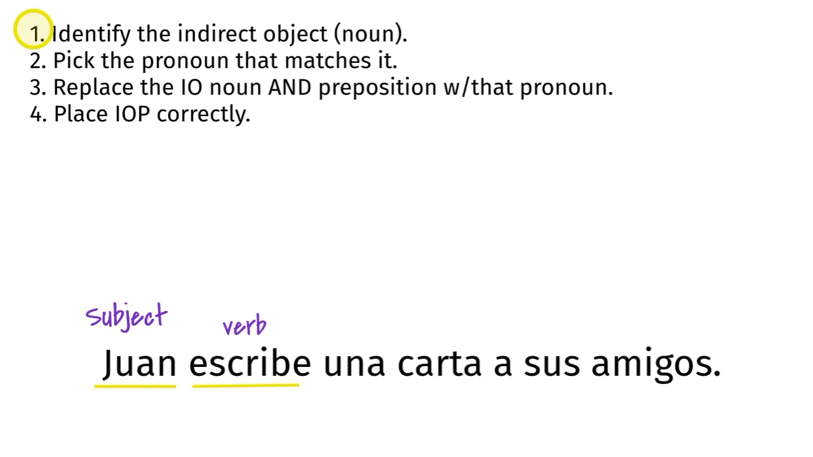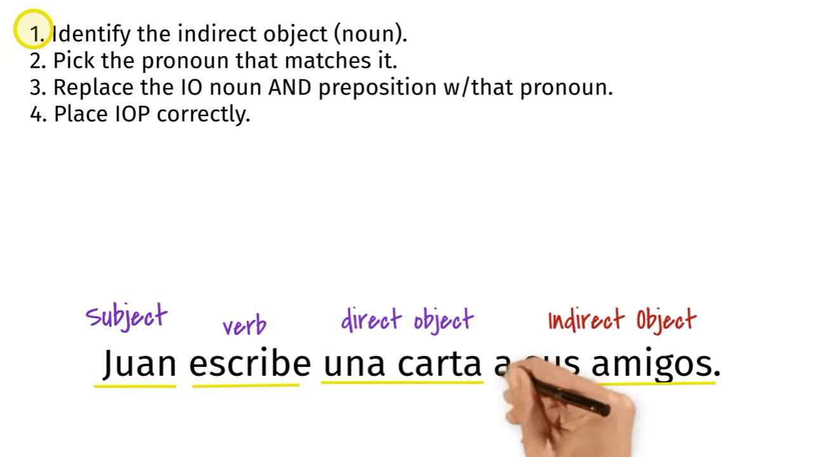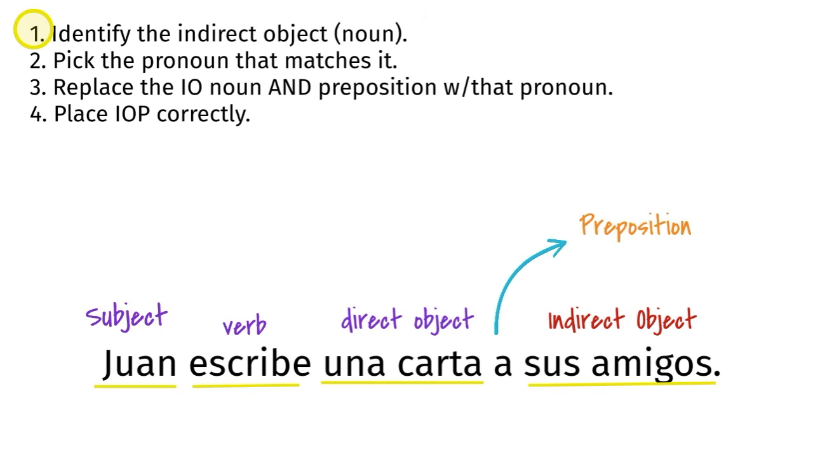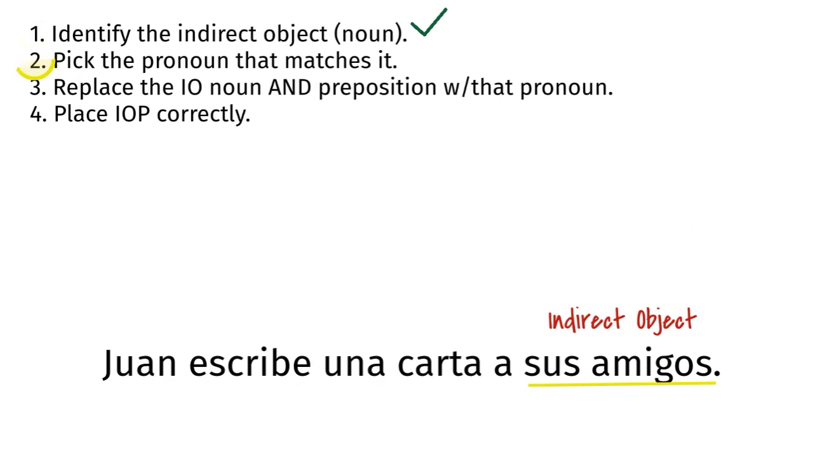Now what is being verbed? That is, what is being written? Juan is not writing on his friends, clearly he's writing the letter. The letter, therefore, is the direct object. Now who is receiving the direct object here? Definitely his friends. Notice that we have a preposition before them, to, or a, which further confirms that they are indirect in this sentence.